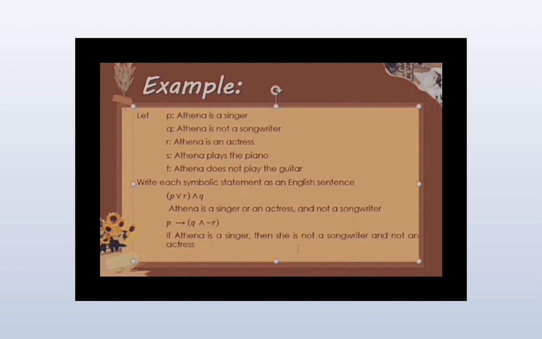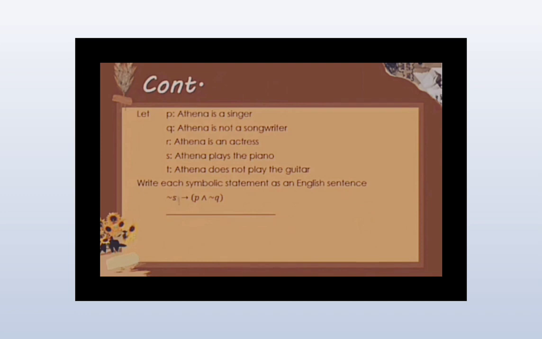So for the next example, we have here a symbolic form: not S implies the quantity of P and not Q. So we let S be Athena plays the piano. Since it is not S, the negation of S, the statement will be Athena does not play the piano.